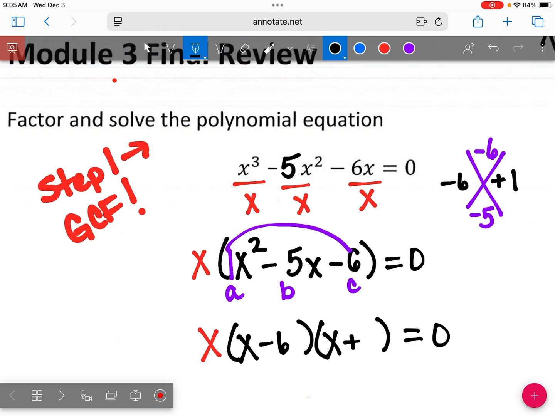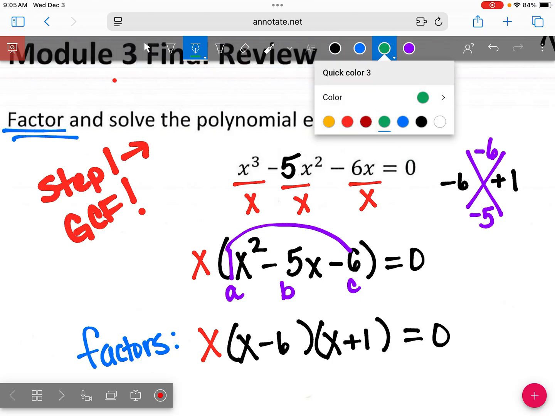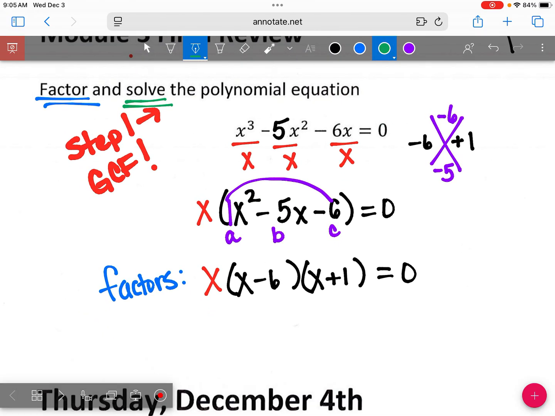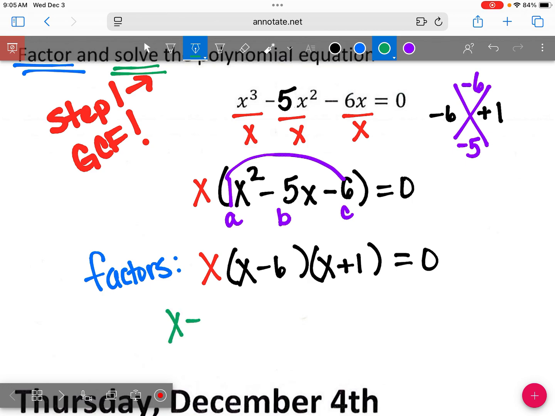Now, if it only asks you to factor, then that would be it. I'm done. That's my factors. But it asks me to do one more step. It says solve it. So in order to solve it, I have to set these factors equal to 0. So I'm going to take the x, set that equal to 0, x minus 6, set that equal to 0, and x plus 1. So I'm looking for 3 answers. So go ahead and solve those 3.